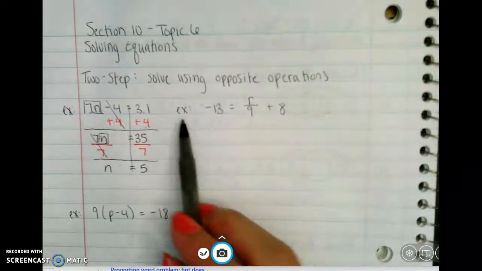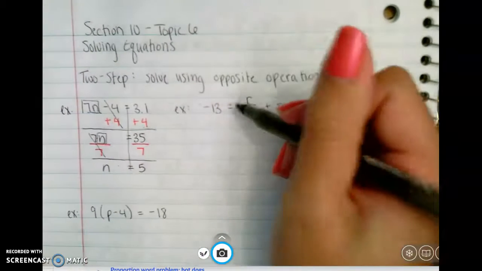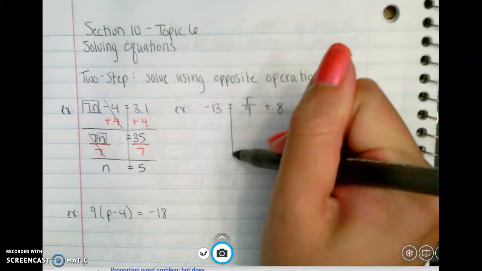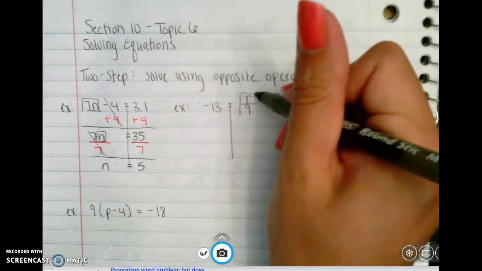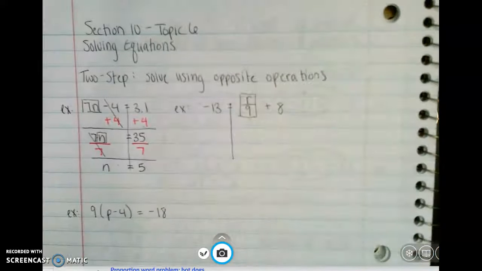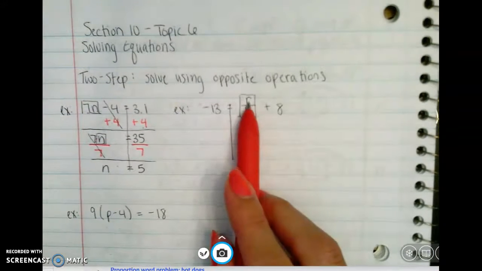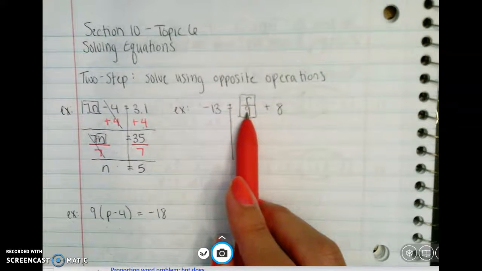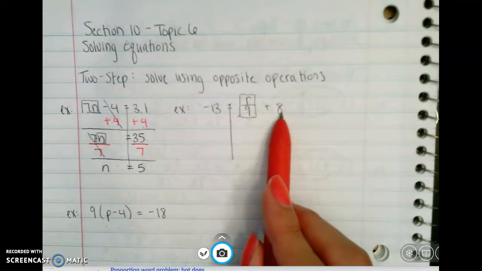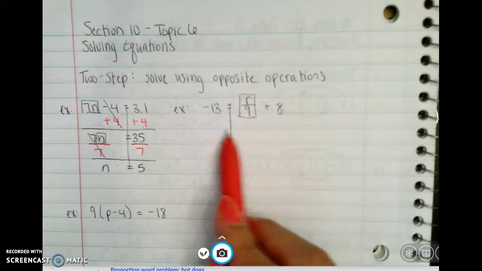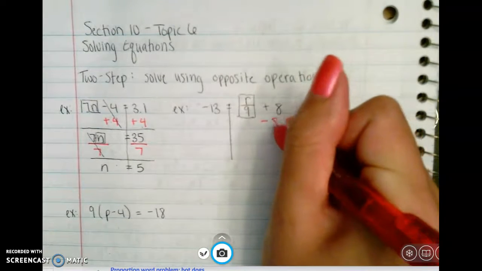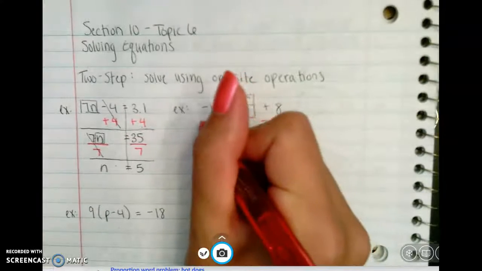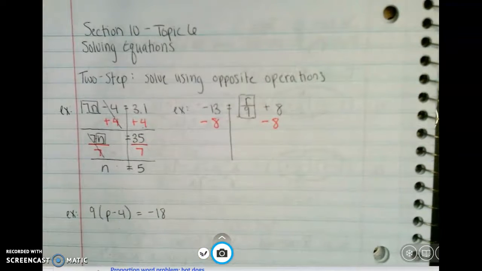Moving on to example 2. So again, we're going to split the problem through the equal sign. We're going to box up our variable. Right now it's r divided by 9, and we need to get r divided by 9 alone. So the first thing we move is the plus 8. So to move the plus 8 to the other side of the equation, we do the opposite. The opposite of plus 8 is minus 8. So we subtract 8 on both sides of the equation.